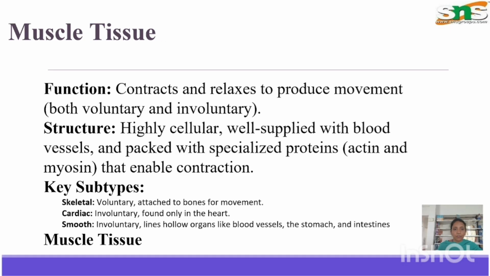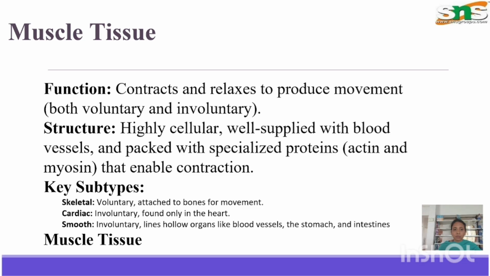Muscle tissue's function is to contract and relax to produce movement, both voluntary and involuntary. It happens with the help of muscular tissue. Structure: muscular tissue is highly cellular and well supplied with blood vessels, packed with specialized proteins that enable the contraction. The specialized proteins in muscle tissue are actin and myosin, which are contractile proteins that help in the sliding and gliding of the muscular tissue.